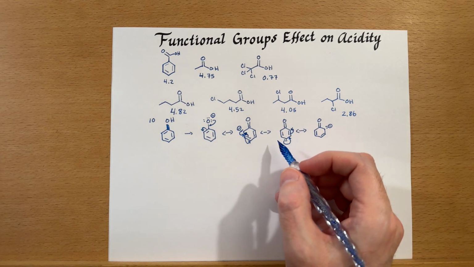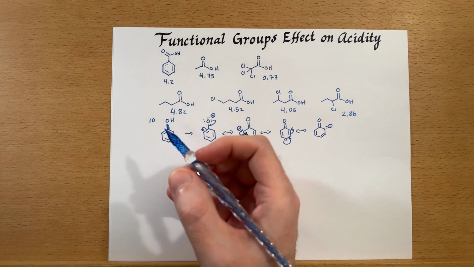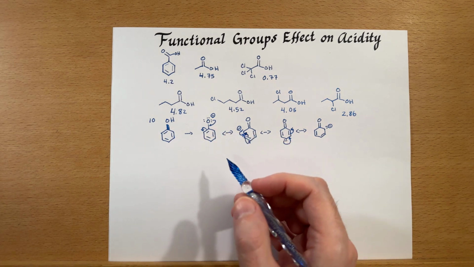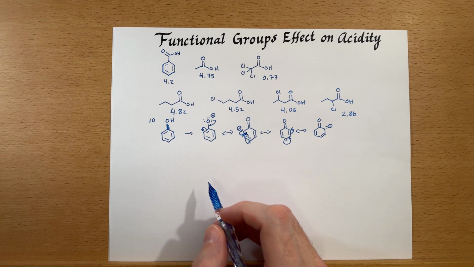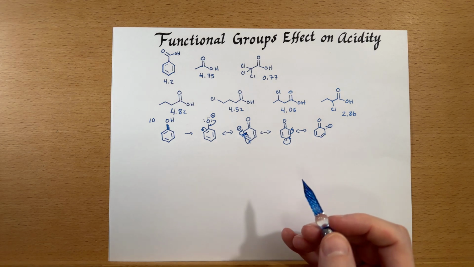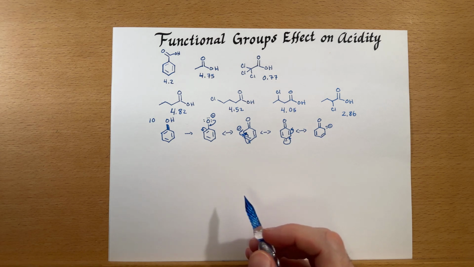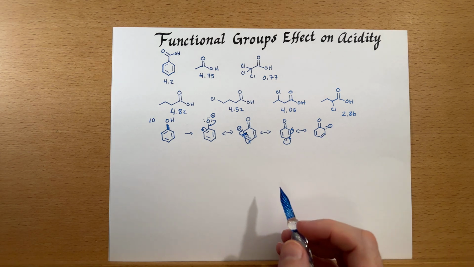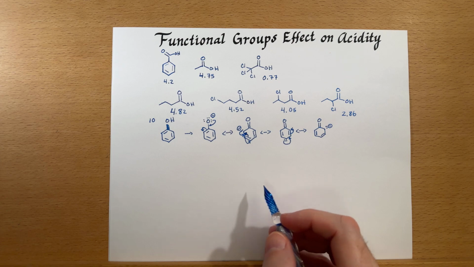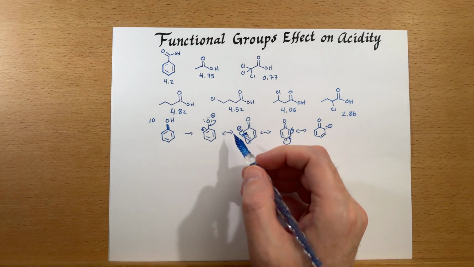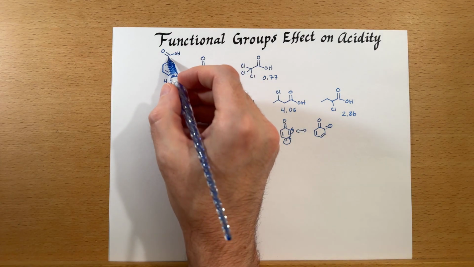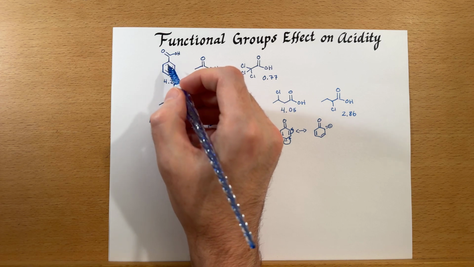So let's imagine that we have a carboxylic acid and a phenol. Now this is a little bit complicating because both of those groups are acidic. But the carboxylic acid is more acidic than the phenol. But a carboxylic acid is also electron withdrawing. This likes to pull electrons away from the ring.